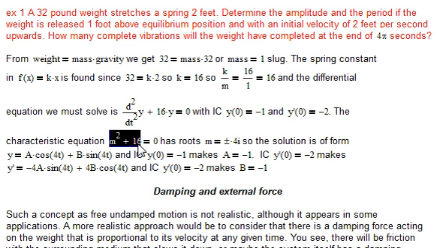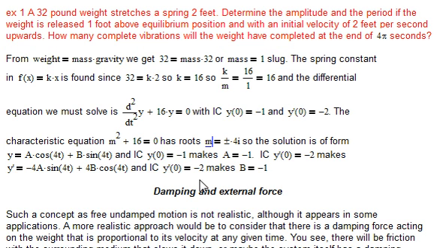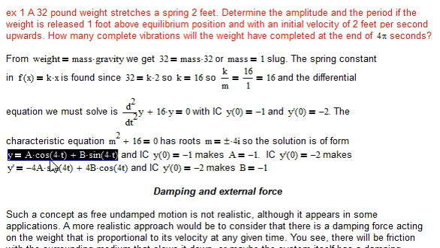Anyway, the characteristic equation m squared plus 16 equals 0 has roots m equals plus or minus 4i. The solution is of form y equals a cosine of 4t plus b sine of 4t. With these two initial conditions, with this one alone, since sine of 0 is 0, this part vanishes, so we get a times the cosine of 4 times 0, so a times cosine of 0 is -1, so a has to be -1.